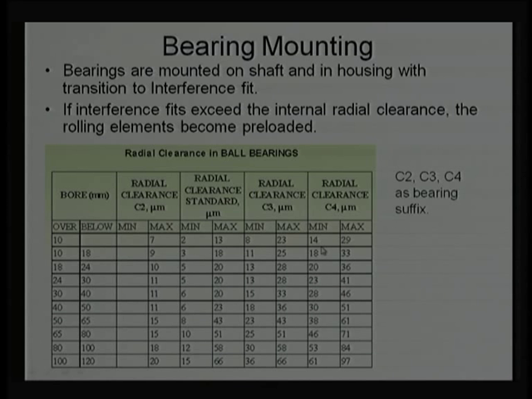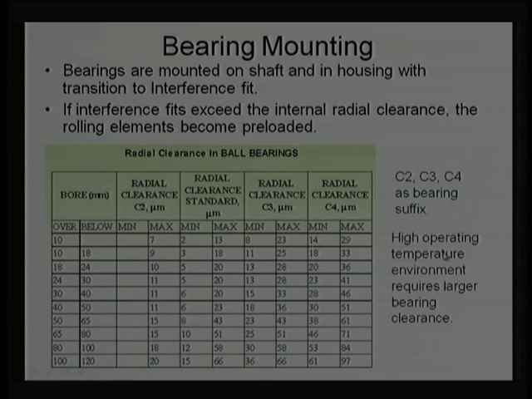When we assemble initially at room temperature, this will be higher clearance, 21.5 micron is the average clearance, the mean clearance. But when we operate at temperature, because of thermal expansion, it may come back to the 7.5 micron clearance, which is desirable. So, whenever there is a high temperature application, we need to choose higher clearance, the C3 clearance and C4 clearance. Generally, these are defined with a suffix.